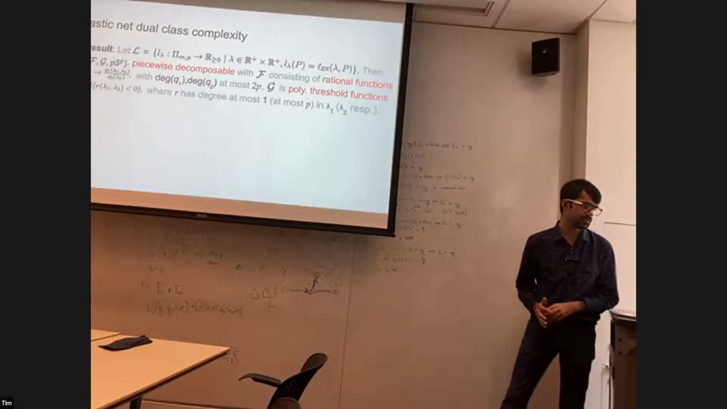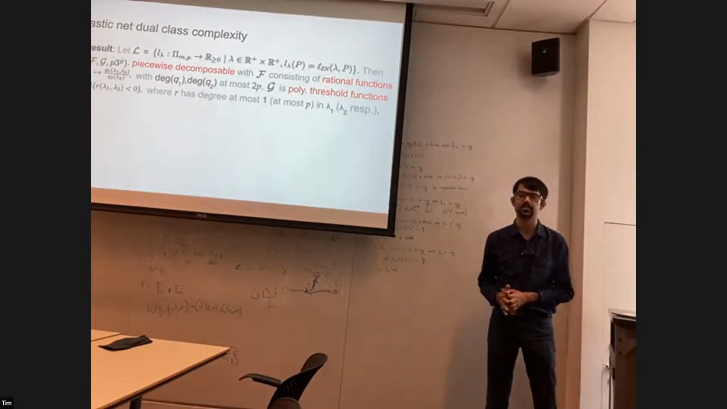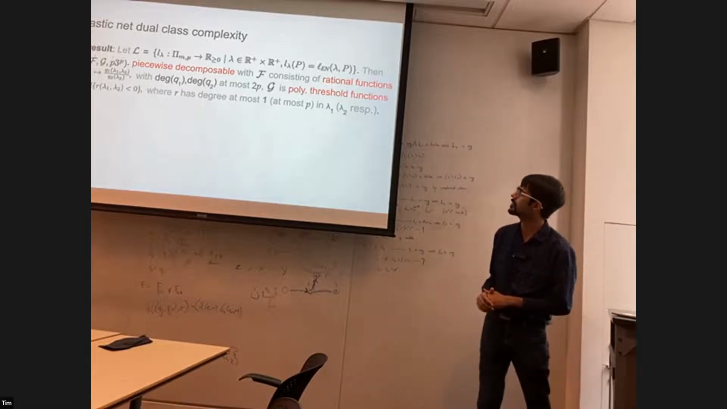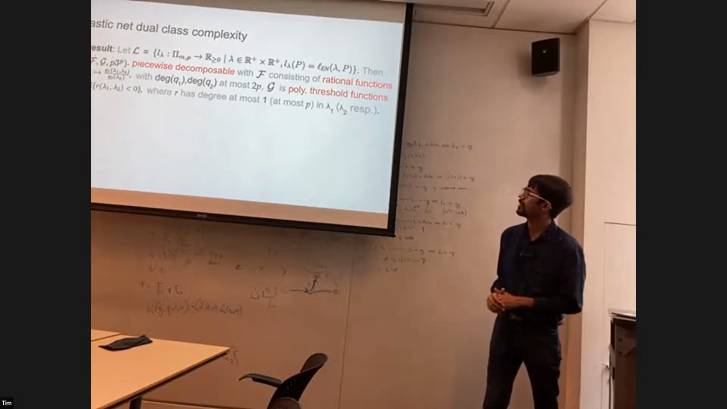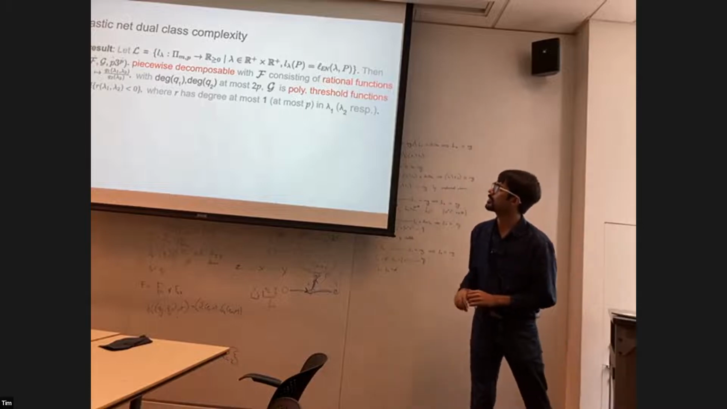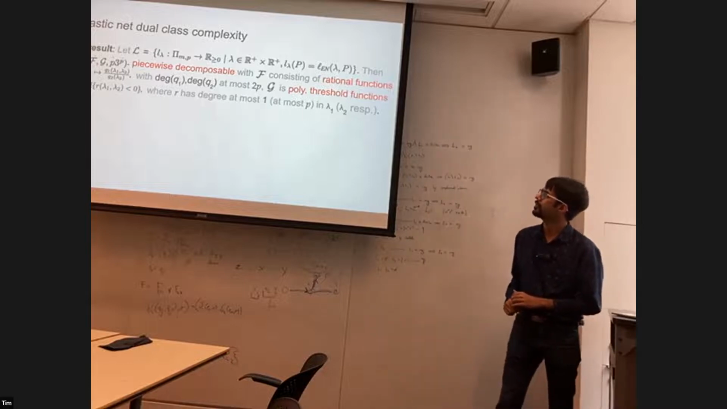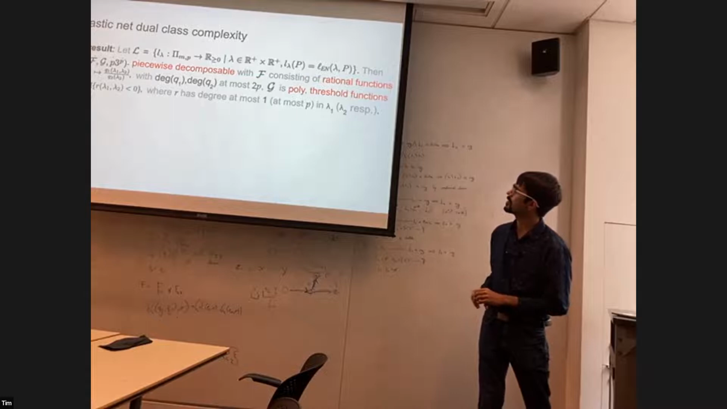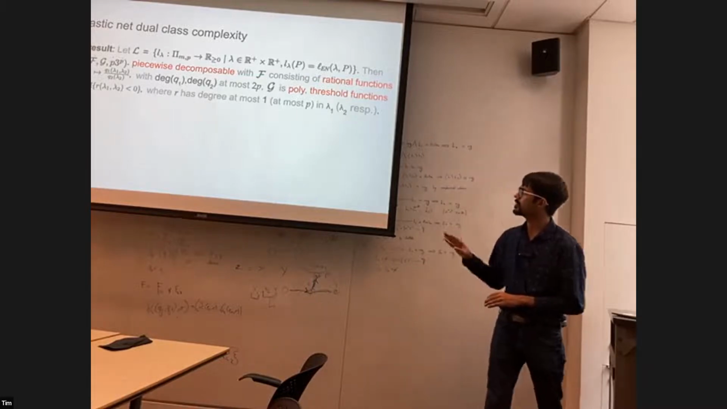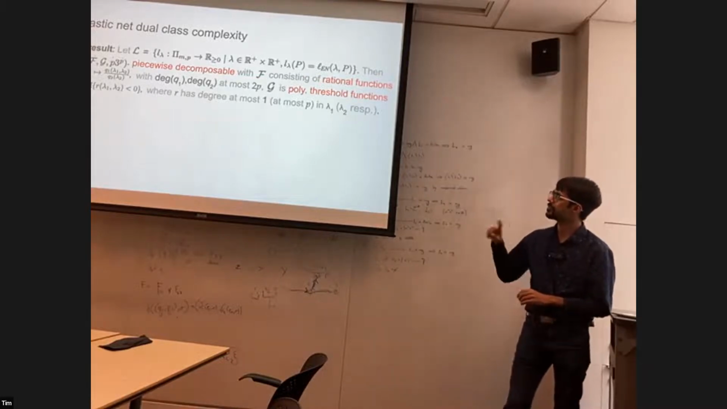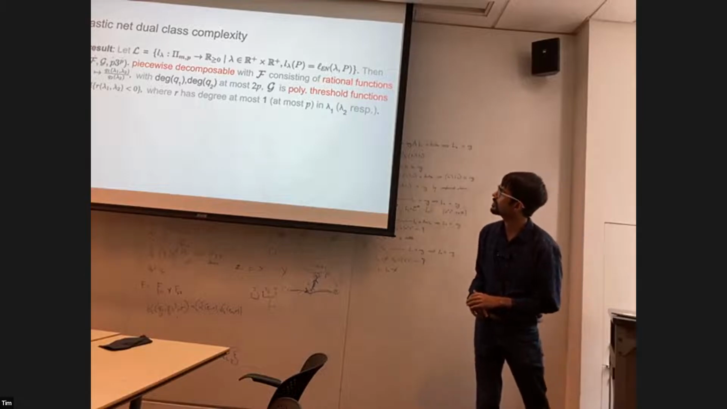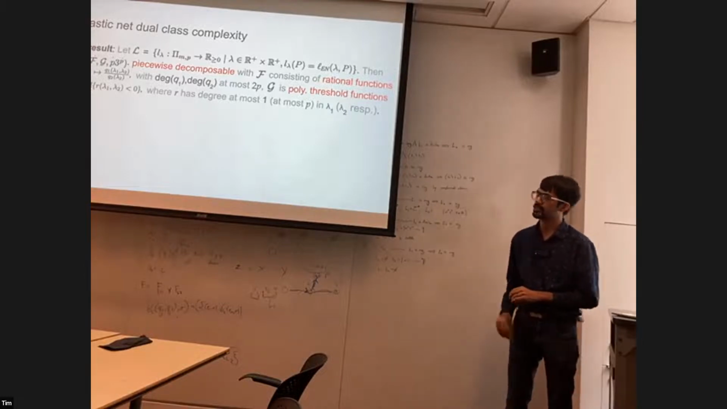So this brings us to the main result. We essentially show that the class of loss functions for the elastic net, particularly the dual class, is piecewise decomposable, where our piece functions are rational functions with bounded degrees, and our boundaries are polynomial threshold functions, again with bounded degrees.